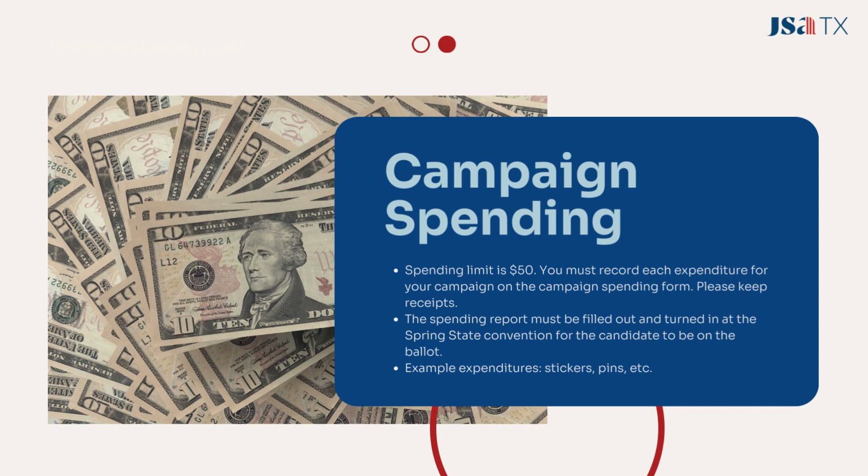The spending report has to be filled out and turned in at the Spring State Convention for the candidate to be on the ballot. Basically, since voting is taking place the week before, if that spending report isn't turned in, then essentially that candidate can no longer be on the ballot. So you can't run, basically. And it would really be a bummer if after all of the campaign season, the only reason why you weren't able to run was because of a spending report. So I recommend that you don't forget about it, and there will be reminders.